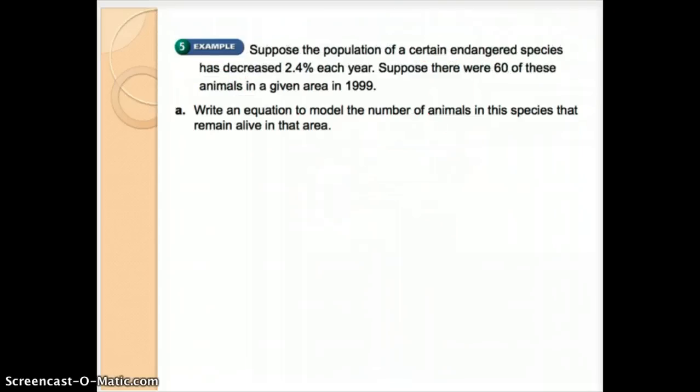Okay. All right. This time, instead of being 50%, this is where it gets a little trickier. Suppose the population of a certain endangered species has decreased by 2.4% each year. And suppose there were 60 of these animals in a given area in 1999. What you're going to try to do is write an equation that models how many animals are left. So here's what's important. You start out with 100%. But we're not multiplying by 2.4% every year. We're losing 2.4% of the population every year.